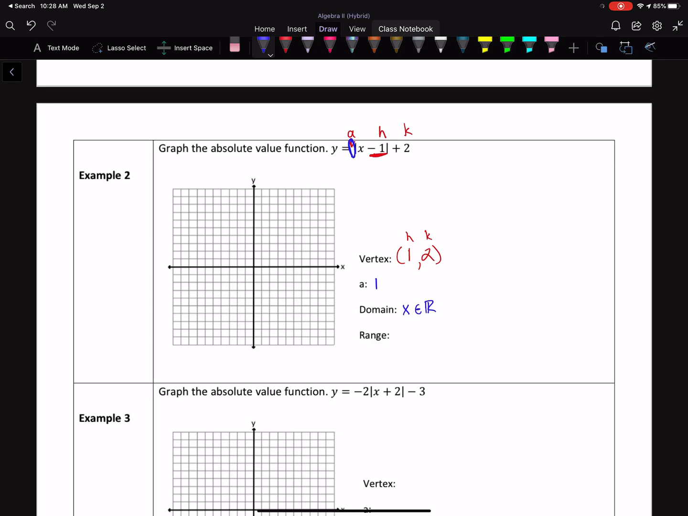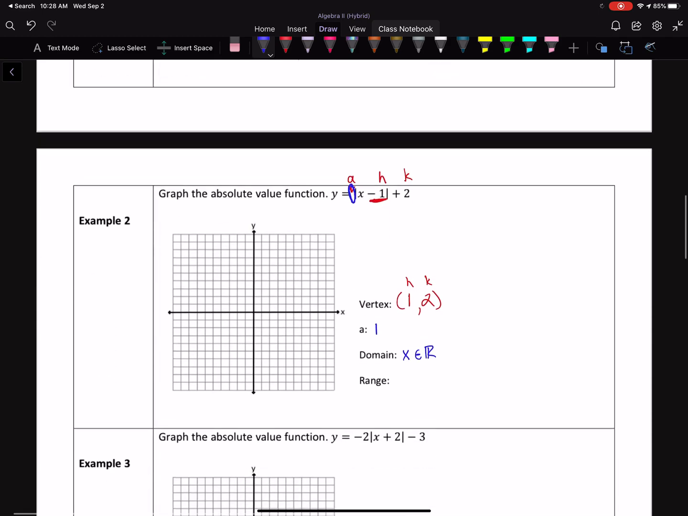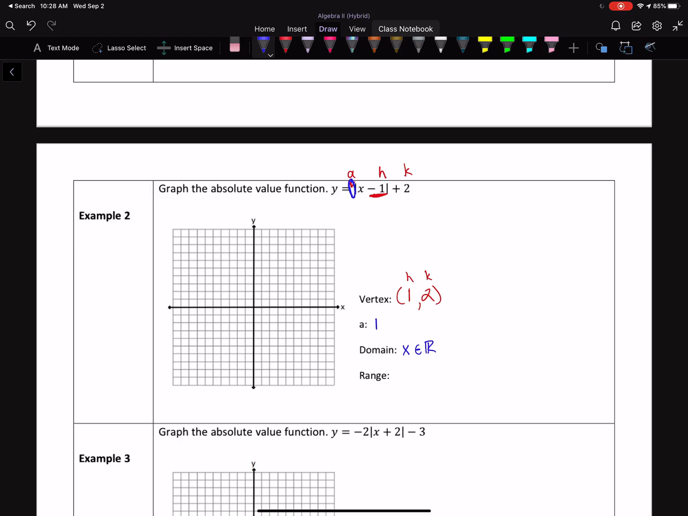And then the range. So we said that the range had something to do with the K value. Let's graph this first and then see if we can figure out what type of numbers we're going to get out of our absolute value function. So starting with our vertex is 1, 2. So we're going to start at the origin. We're going to go to the right one, up 2.